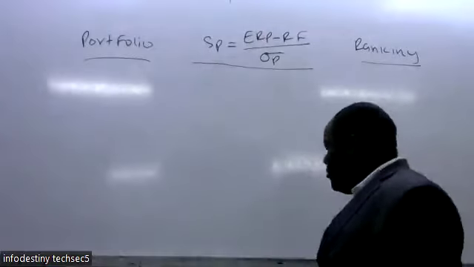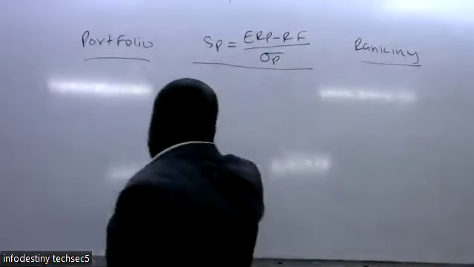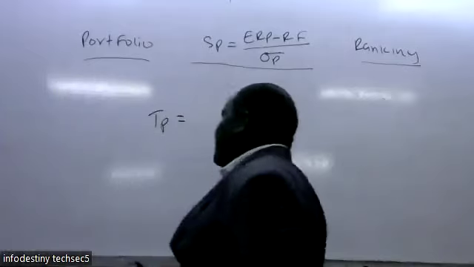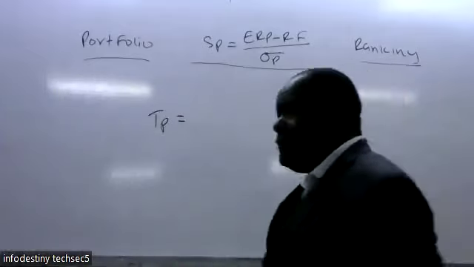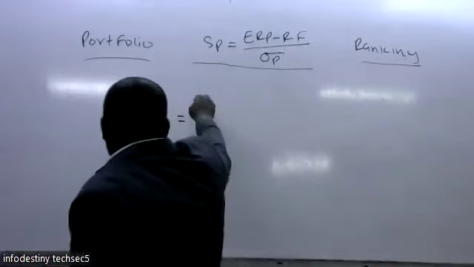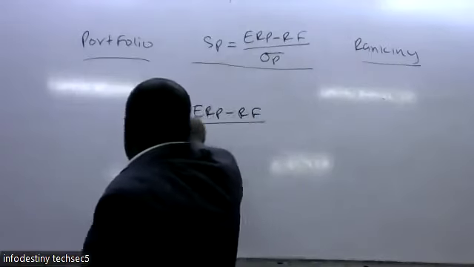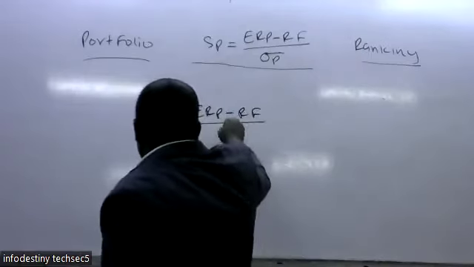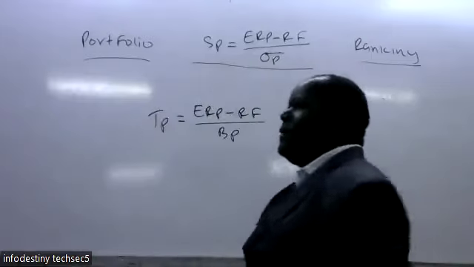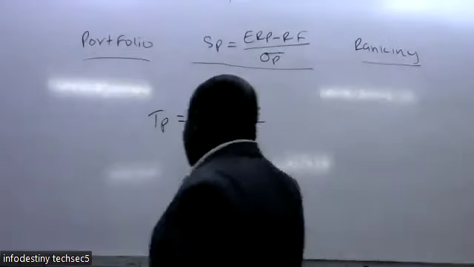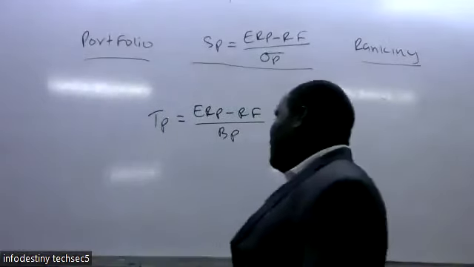So when you want to compute the Treynor of the portfolio, the Treynor for the portfolio is equal to expected return of the portfolio minus the risk-free rate. So this time around, we divide by the beta factor of the portfolio. So all information remains in that. Now, instead of the standard deviation, we use what? The beta factor. Then we come up with that value.